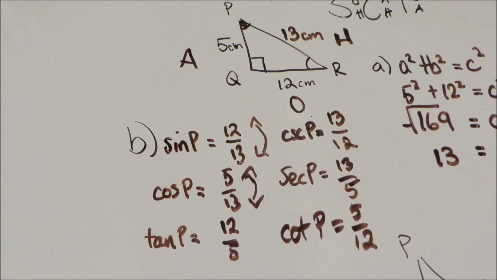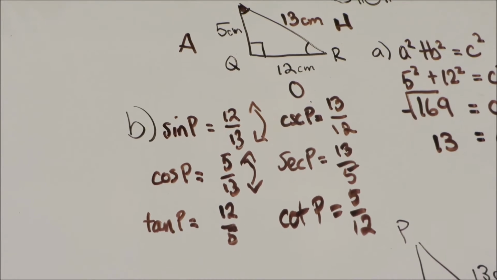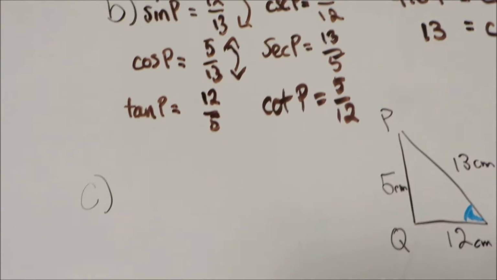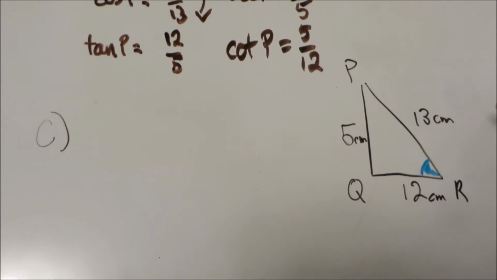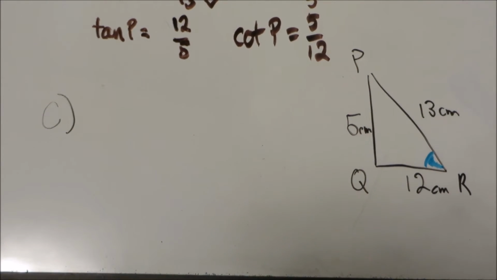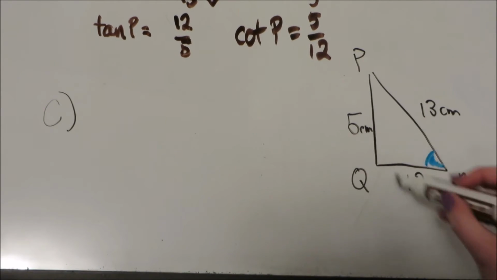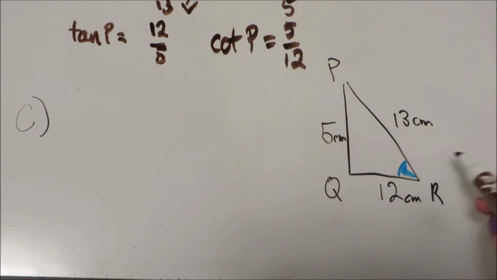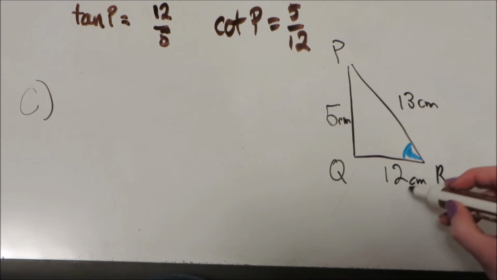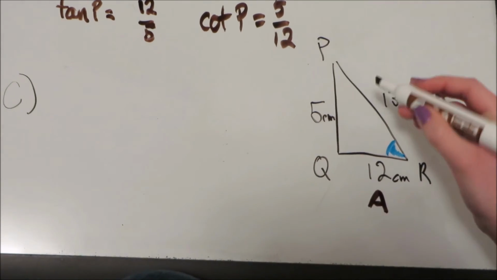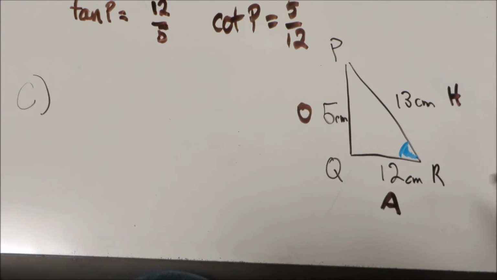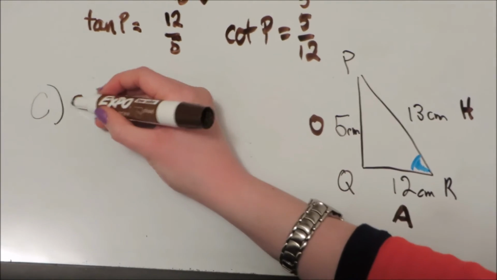Then, for C, it says, determine the 6 trigonometric ratios for angle R. So now we're no longer looking at angle P. We are now going to be looking at angle R. So once again, write out SOHCAHTOA based on angle R. So this is going to be your adjacent, this is going to be your hypotenuse, and this is going to be your opposite. So you just do the same as above.